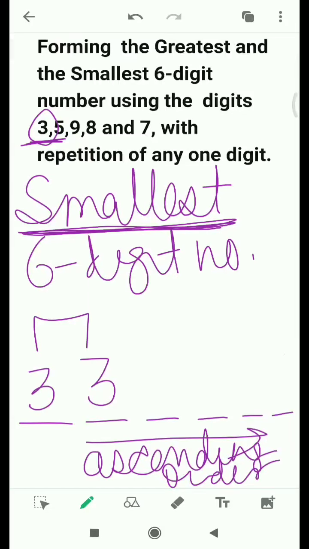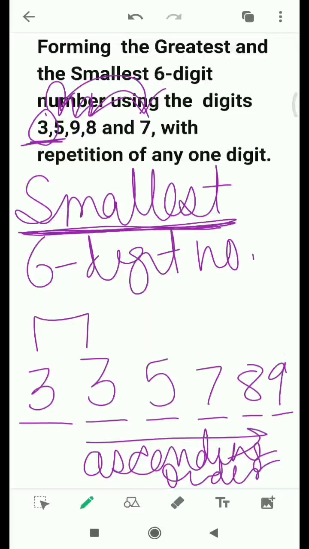From smaller to greater. Now, greater than 3 is 5. Greater than 5 is 7. Greater than 7 is 8. And further greater than 8 is 9. So this way you have to frame the greatest 6-digit number and the smallest 6-digit number using 5 digits, with the repetition of the greatest digit in the case of the greatest number and the repetition of the smallest digit in the case of the smallest number. Okay?